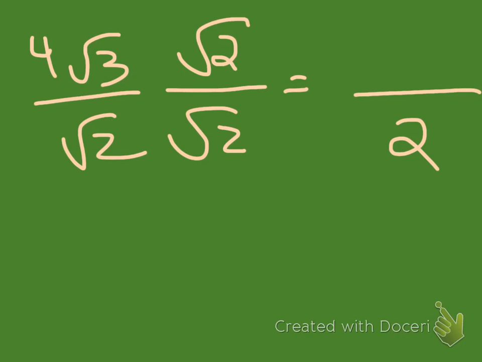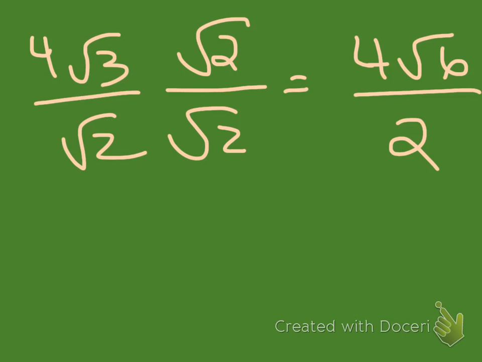And now, what's this going to be on the top, on the numerator? A 4 square root 2 square root 3, or square root 3 square root 2. Yeah, what is the square root of 3 times the square root of 2? Oh, square root 6. Good job. So it'll be 4 square root 6. Does that make sense? Yes.